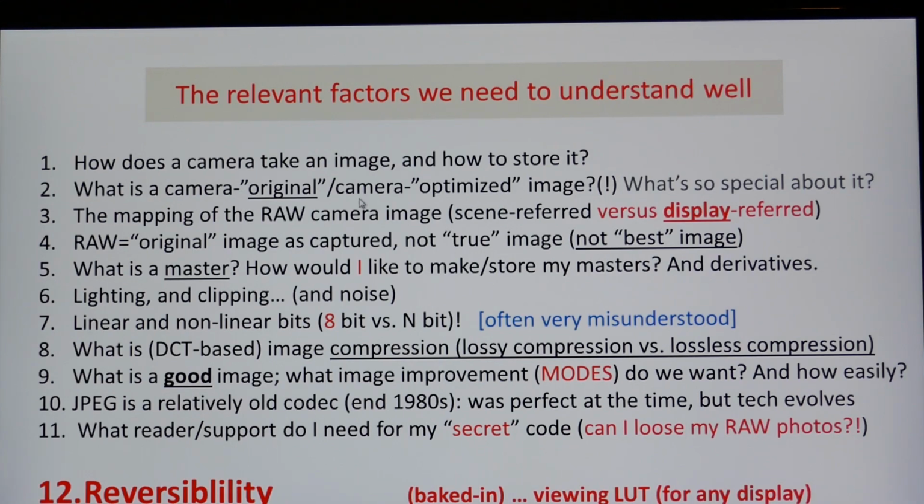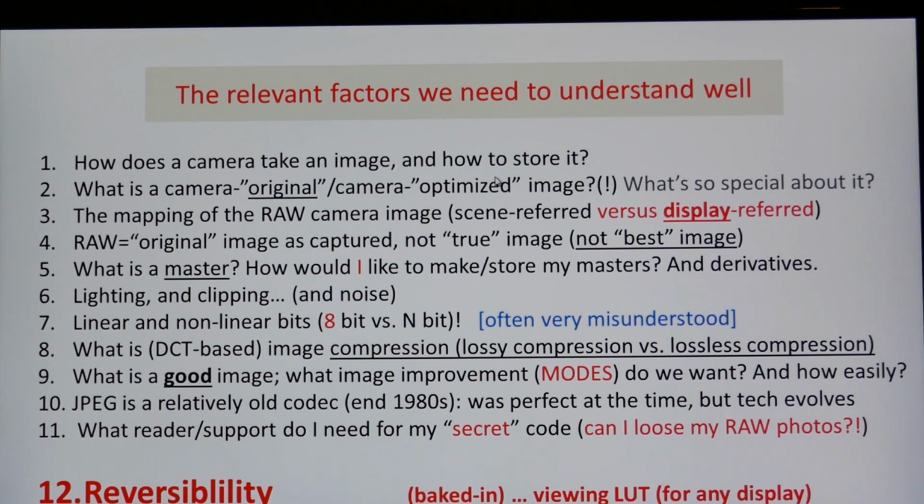What is an original camera image and what makes it so special? What's so special about a missing pixel, for example? You can have a faulty pixel which shows up red in the image or whatever. Why not correct it? Why is it so special to know that you have a faulty pixel at that location?